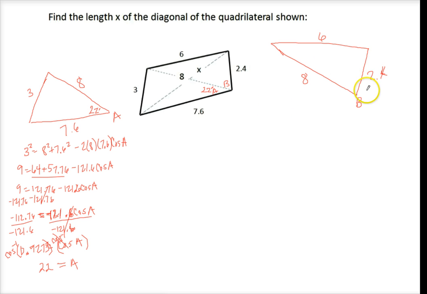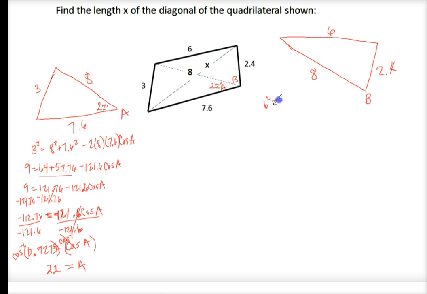So again, we set up the law of cosines. Again, our goal is to find angle B. With the law of cosines, you start with the side opposite the angle you're looking for. So in this case, 6. So we have 6 squared equals 8 squared plus 2.4 squared minus 2 times the two sides multiplied by each other, so 8 times 2.4 times the cosine of our angle B.